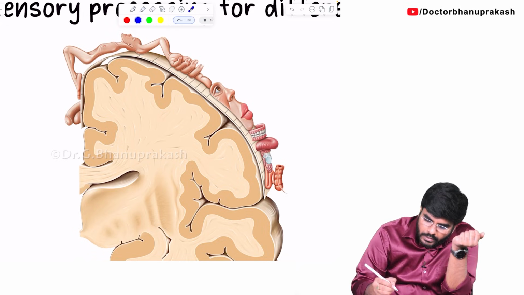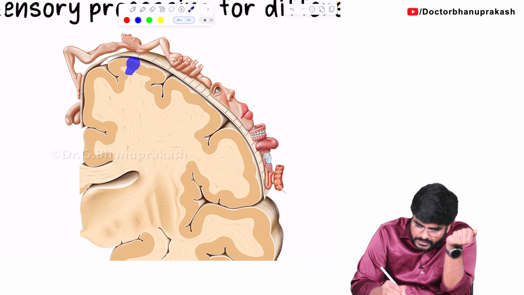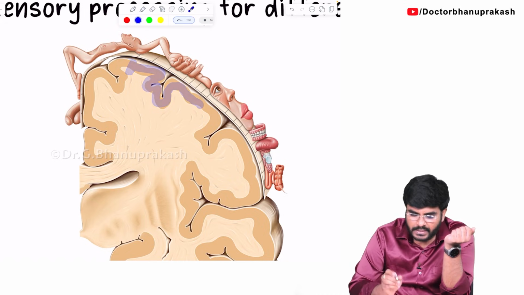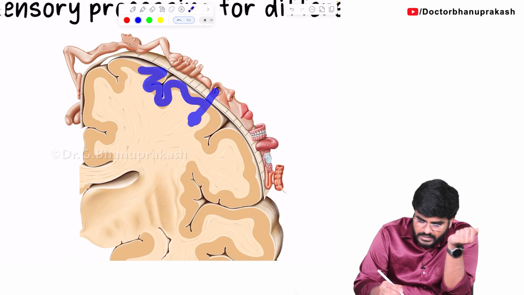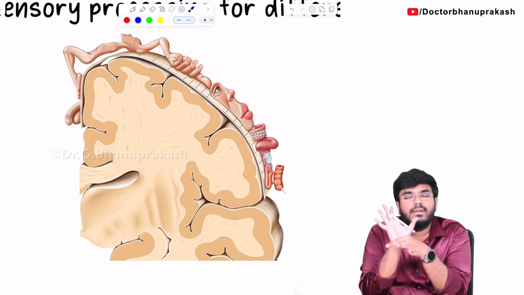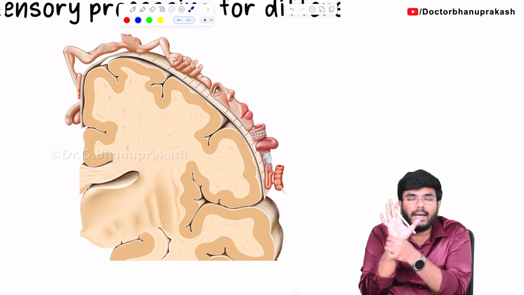But there is a very big part of the somatosensory cortex. A very big part of the somatosensory cortex is receiving the sensation from the hand region. Let's say from here to here. So this entire area, this large part of the somatosensory cortex, is just given for sensory processing from the hand.